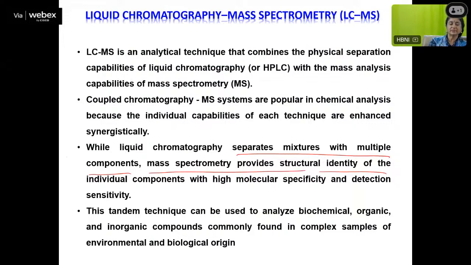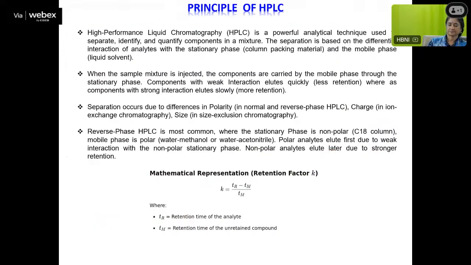So what is the difference between GCMS and LCMS? This can handle liquid samples and GC can handle gaseous samples. Now this tandem technique can be used to analyze biochemical, organic and inorganic compounds. Again, it is a versatile use.